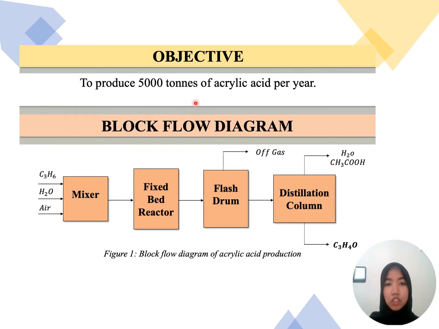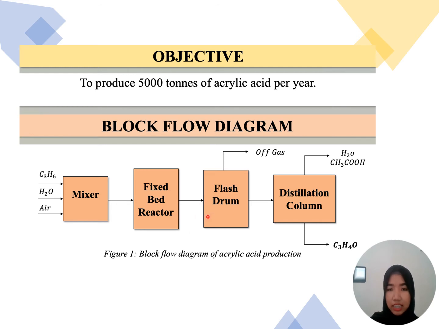Okay, so in this production plant, we are targeting to produce 5,000 tons of acrylic acid per year. And then we proceed to the block flow diagram. The mixture will be initially fed by 3 different streams which consist of propylene, water and air respectively. And then the mixture will be flowed into the multi-tubular packed bed reactor at the temperature of 260 degrees Celsius and 4.2 bar to undergo oxidation of propylene to produce acrylic acid.